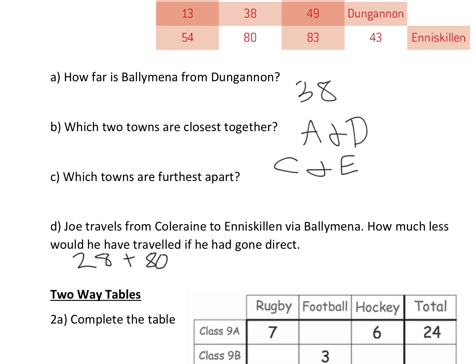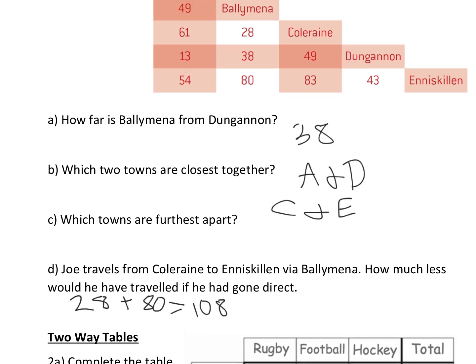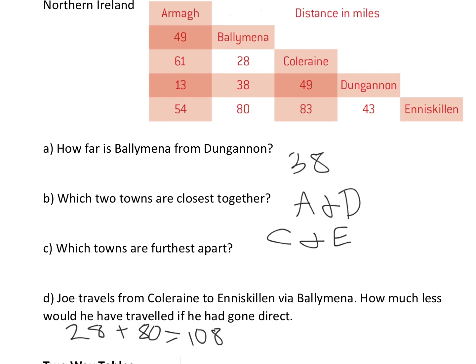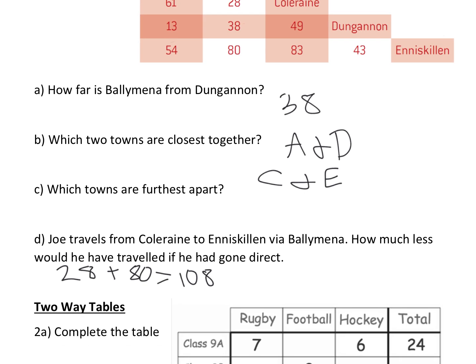And that is equal to 108. Now what is it if you go direct? Direct means straight from Coleraine to Enniskillen. Coleraine to Enniskillen is 83. So 108 minus 83 tells you how much less it would be if you go direct, which would be your 25 miles.